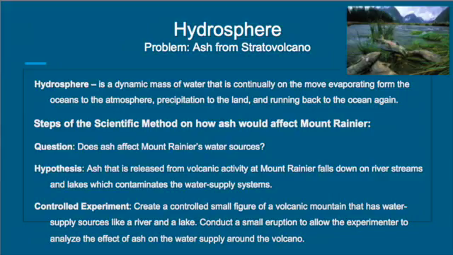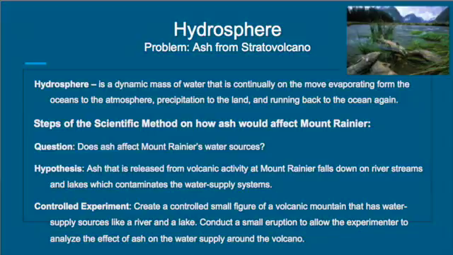Hello, my name is Leo and I'll be going over the hydrosphere at Mount Rainier. The problem that I chose was the ash that can come from Mount Rainier, which is an active volcano. A hydrosphere is a dynamic mass of water that is continually on the move, evaporating from the oceans to the atmosphere, precipitation to the land, and running back to the ocean again.